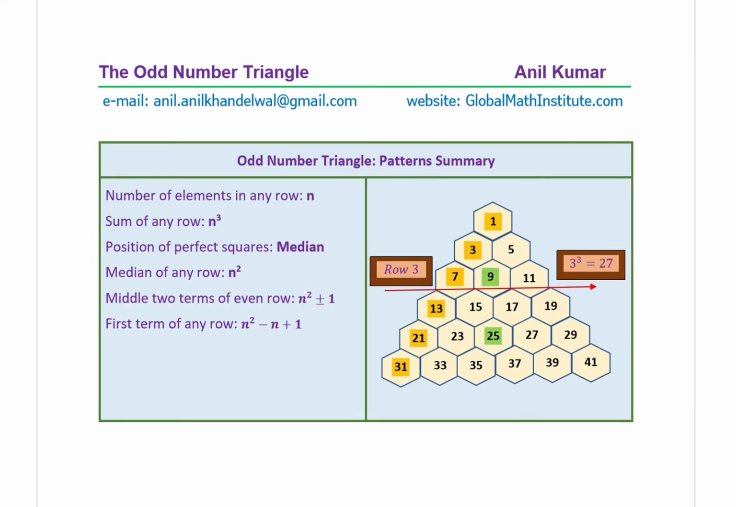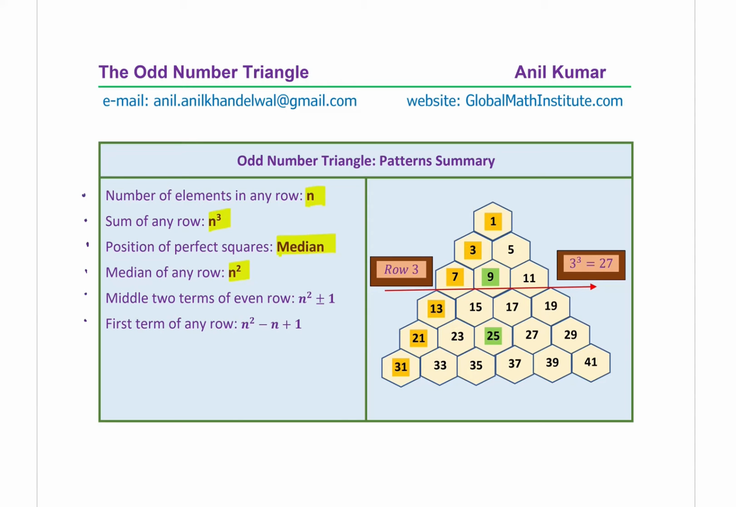Now, we have seen all the patterns which are very common in this particular odd number triangle. Here is the summary for what we have learned in this video so far. So now we know that the number of elements in any row is n. Sum of any row is n cube, and the position of perfect square is always the median value, and the median of any row is n square. It is a perfect square.